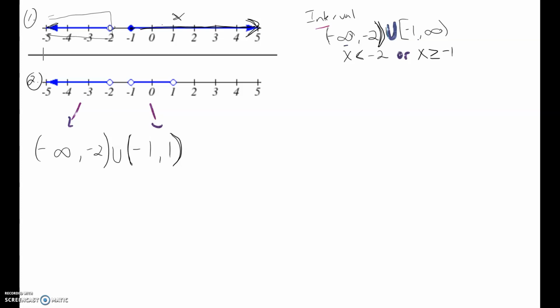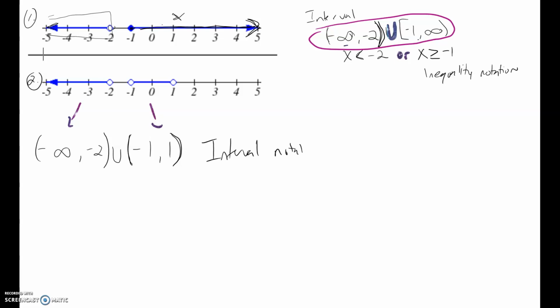Okay, so back to the first one. This is interval notation, and this one is what your book calls inequality notation. Okay, so we'll do that here. This, of course, is interval notation using that set symbol, that big U. And then the inequality notation would have two endpoints, so x has to be in between those two numbers, or x would have to be less than -2. And that is my inequality notation.